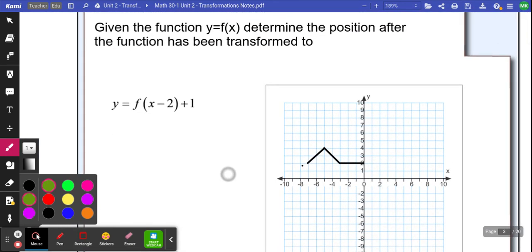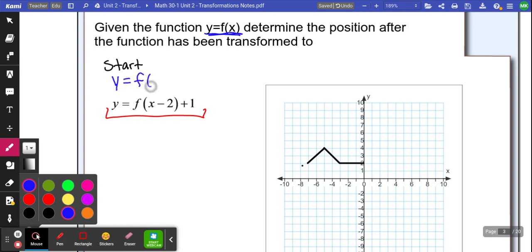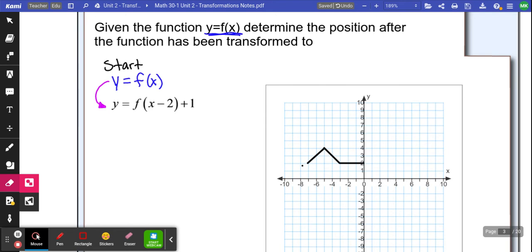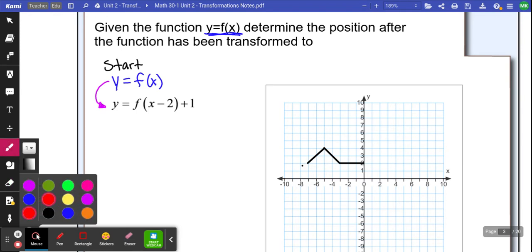We've already kind of done a graph, but let's do a graph and let's talk about it a little bit. Given the function y equals f of x, determine the position after the function has been transformed to this. It started as y equals f of x, and then it's been transformed to become this. What two values do you have here? You have an h and a k. Looking at this equation, what does h equal? Yeah, h is 2, right?